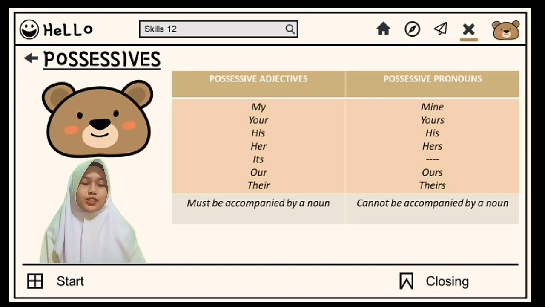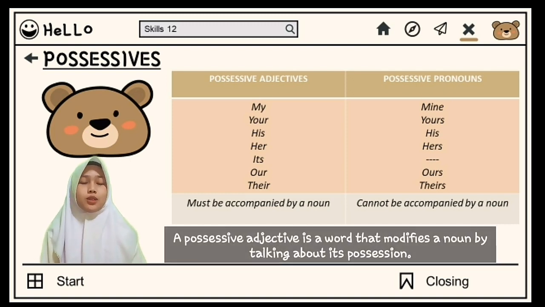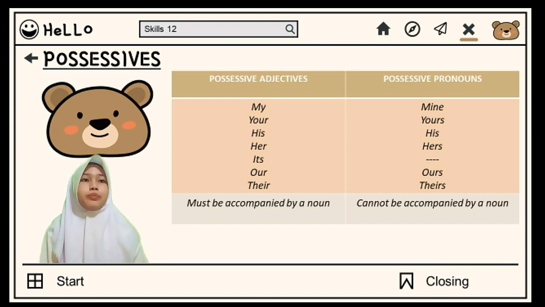Let's go next to the part 2. Possessives. Here we have possessive adjectives and possessive pronouns. Possessive adjectives are words that modify a noun by talking about its possession. And they are my, your, his, her, its, our, their. And possessive adjectives must be accompanied by a noun.